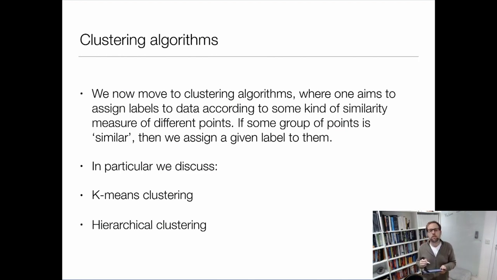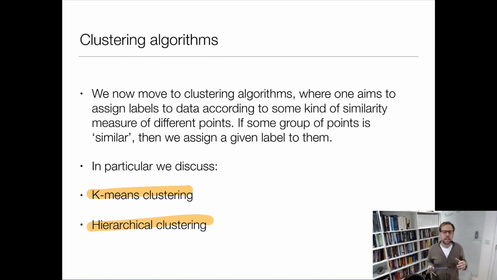Now, the algorithms we talk about here are two: k-means clustering and hierarchical clustering. In k-means, as the name suggests, I will set the number of clusters equal to k. So there could be 4 clusters, 5 clusters, but I have to define it in advance.